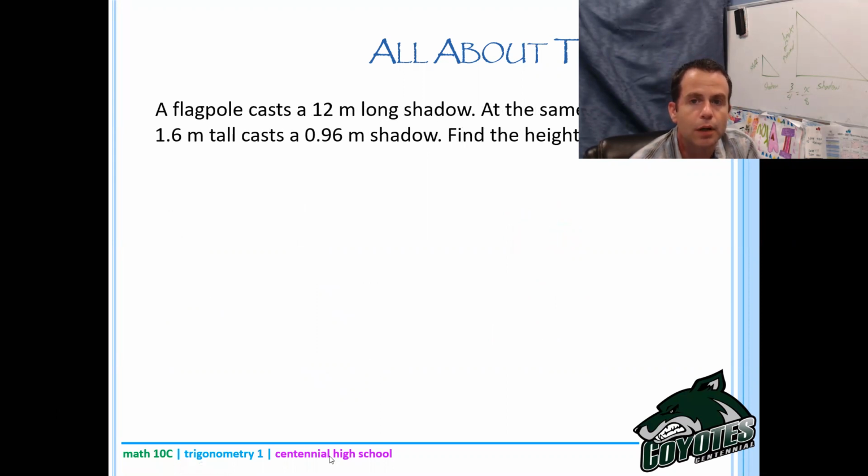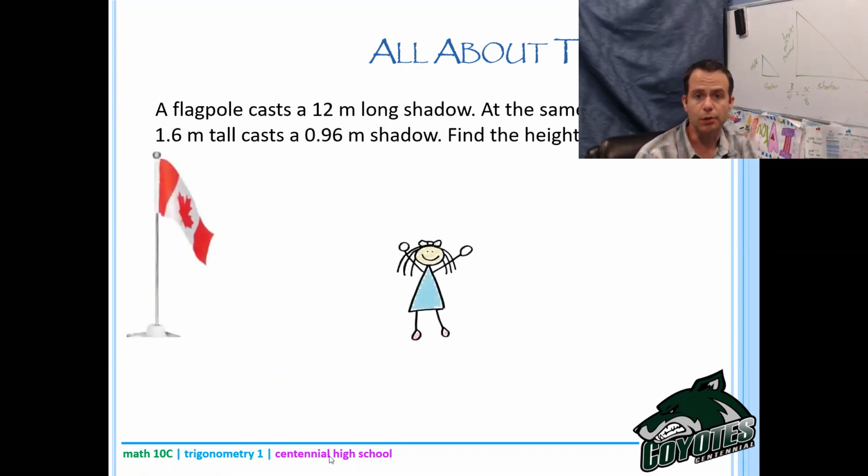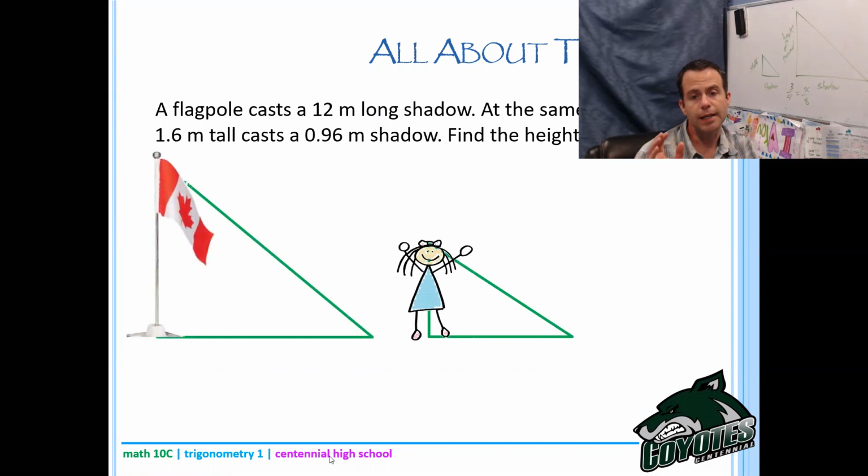So a flagpole casts a 12-meter long shadow. At the same time, a person who is 1.6 meters tall casts a 0.96 meter shadow. Find the height of the flagpole. When you're given a question like this, the very first thing you should do is start drawing a picture. You need to visually see what's going on, and you need to label things so that you know where to go. So here's my picture. I end up with a flagpole and a person. I know the flagpole casts a shadow that's 12 meters long.